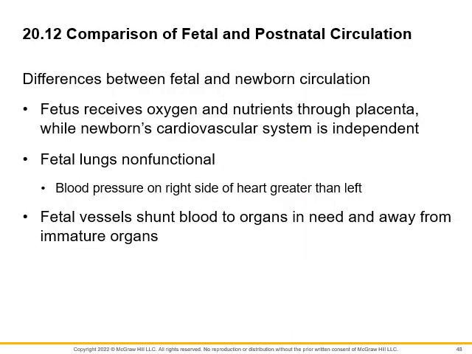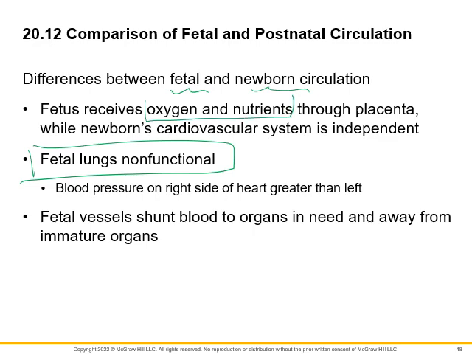Lastly, these few slides, we're just going to look at comparing fetal to postnatal circulation. So we did already talk about the foramen ovale, the opening between the right and the left atrium, but obviously there's going to be differences in fetal to newborn. So fetal lungs are non-functional, right? So, as a fetus, we're getting oxygen and nutrients through the placenta from mom. So there's going to be a lot of vessels that are going to shunt blood to the organs that they need to and shunt blood away from immature organs.